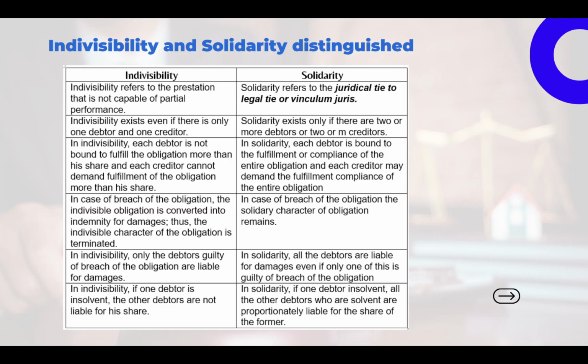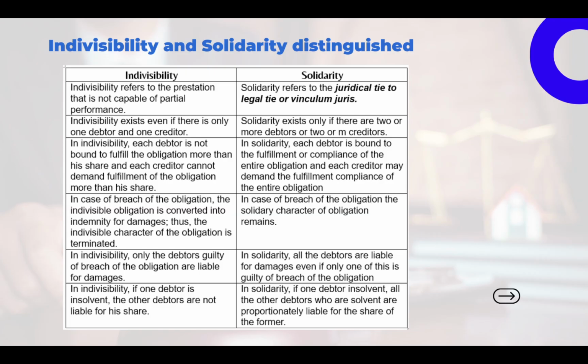Okay? Ganun pa rin. In indivisibility, only the debtors guilty of the breach are liable for damages. Yung inano natin, pag guilty, yung hindi lang handa magbayad, siya ang liable for damages. Sa solidarity, lahat ng debtor are liable for damages. Kahit na isa lang ang may lagot. Kasi lahat sila bound. Kasi solid nga sila. Solid tayo. Ganun yun. Okay? In indivisibility, if one debtor is insolvent, the others are not liable for his share.